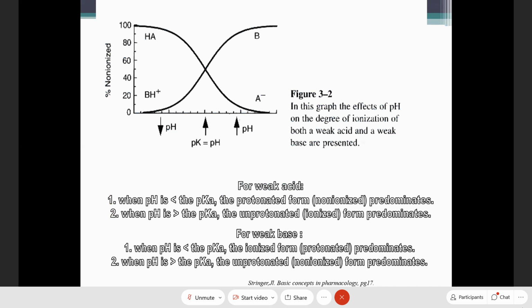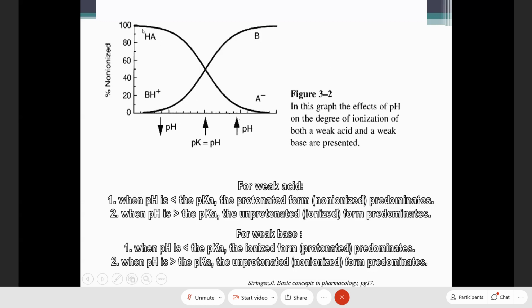So this is another way to explain the ionized and non-ionized forms, in graph form. It's a very similar concept, the same concept. For weak acids, this is the pKa. When the pH is less than the pKa, the protonated, non-ionized form predominates.